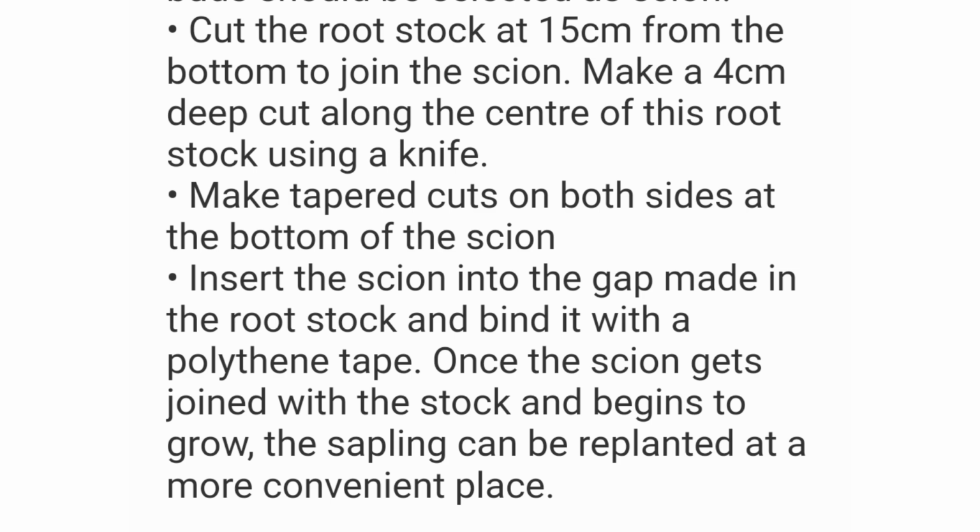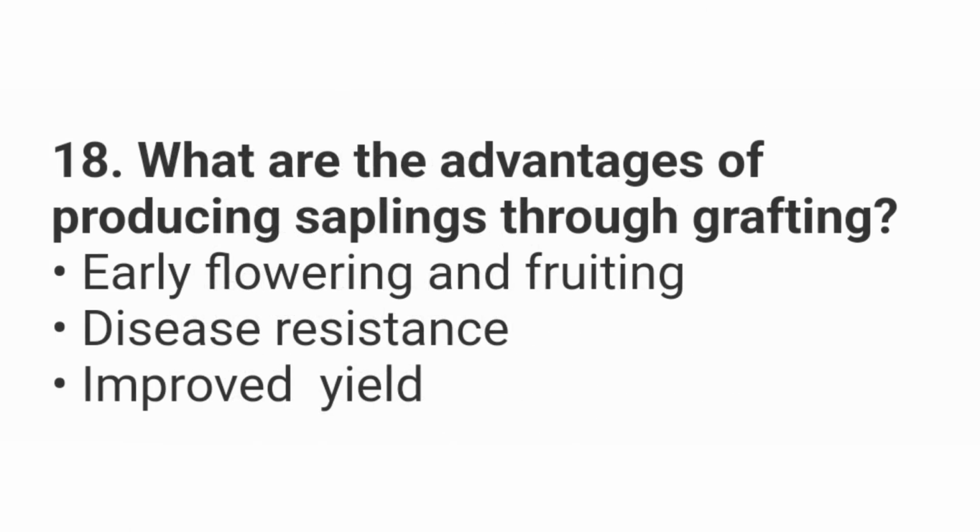Make a 4 cm deep cut along the center of this rootstock using a knife. Make tapered cuts on both sides at the bottom of the scion. Insert the scion into the gap made in the rootstock and bind it with a polythene tape. Once the scion gets joined with the stalk and begins to grow, the sapling can be replanted at a more convenient place.